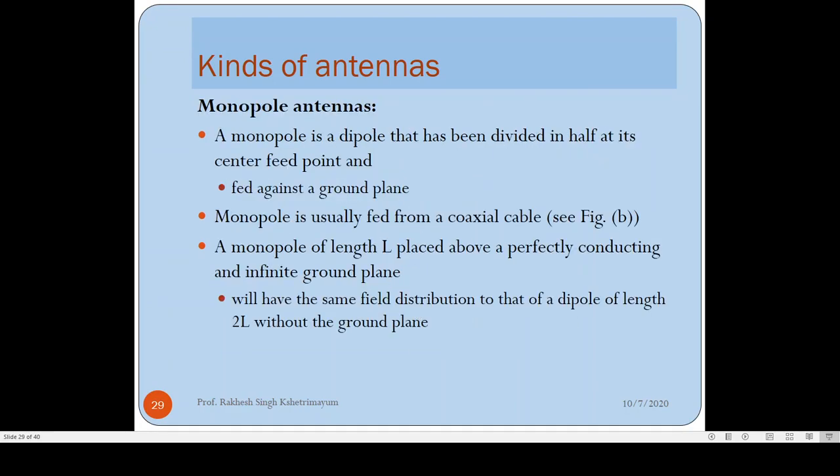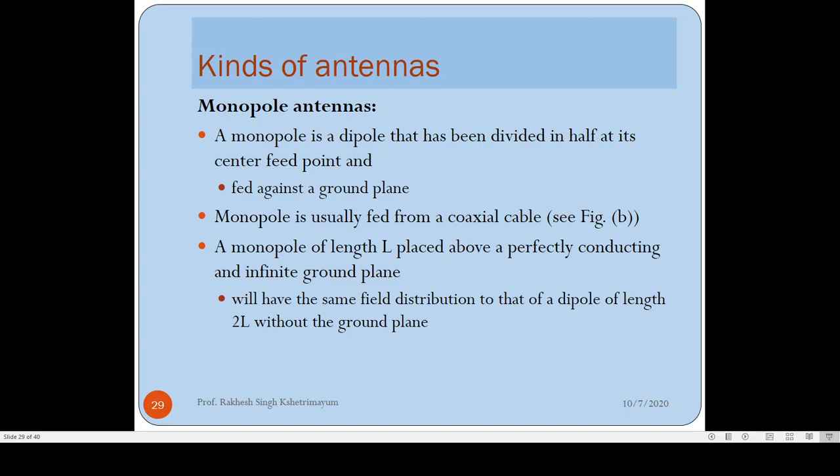So there is another antenna which we use frequently. For example, you can listen to FM radio in your car, no? While you are driving your car, you can listen to music from FM radio. Those kinds of radio signals are picked up by the antenna you fix on the rooftop of your car, no?